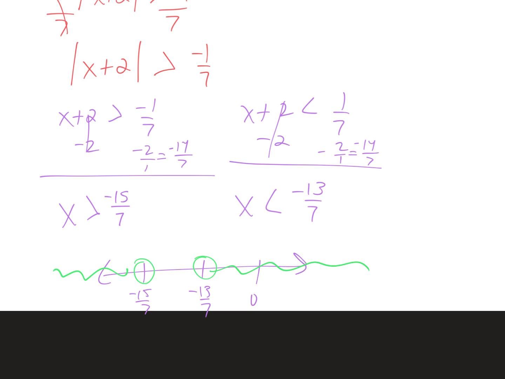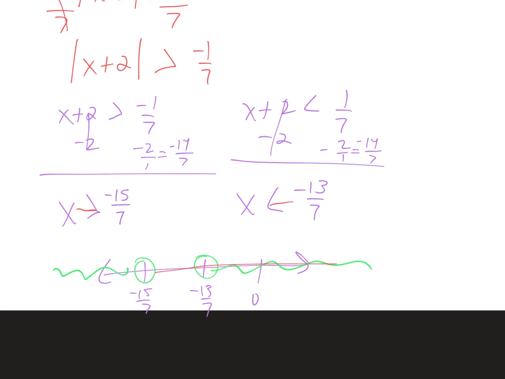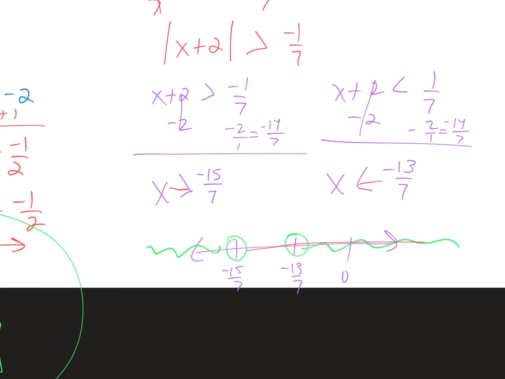Now, check where you should have graphed. From negative 15/7, it's saying I should have gone which direction? To the right. And then from negative 13/7, it's telling me I should have gone which direction? To the left. Oh, wait a second. If my graph looks a little wonky, what should I do? I should check. I should plug in some points.